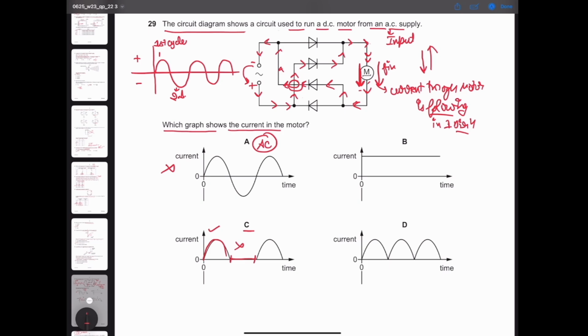Alright. And option B, it's a DC graph which doesn't have any relation here, because the current through the motor is passing and it is increasing, decreasing. So B is also wrong. That is why the correct answer should be D.